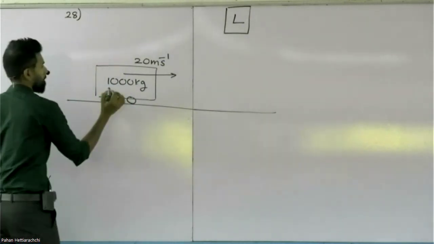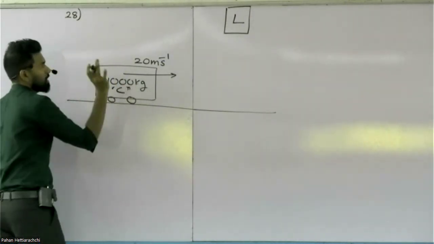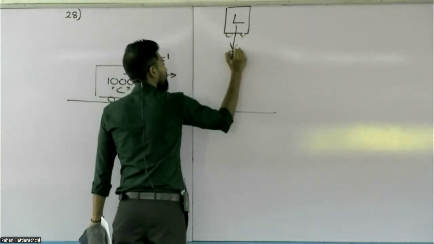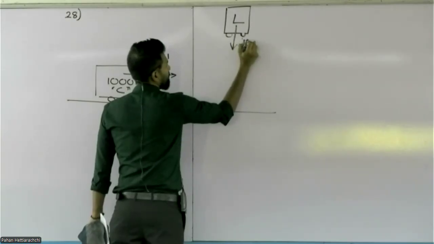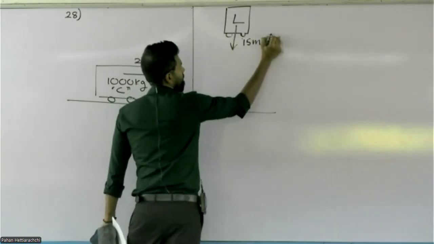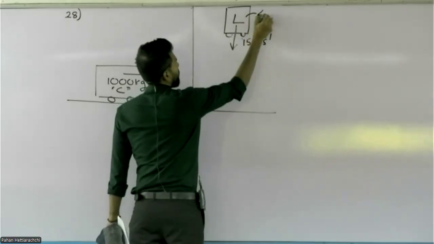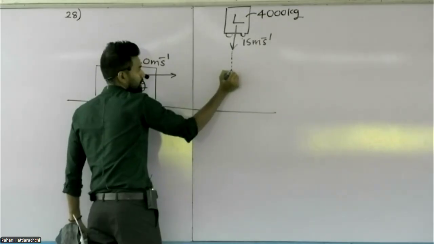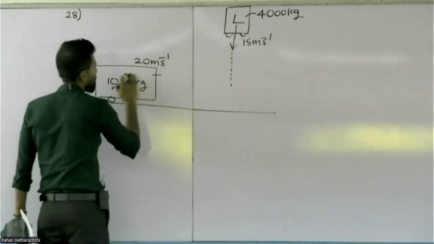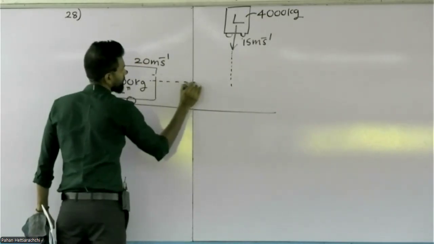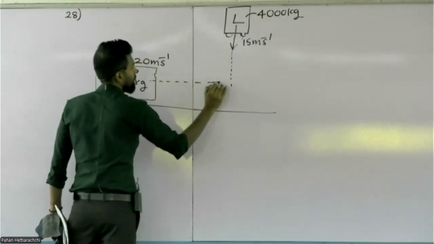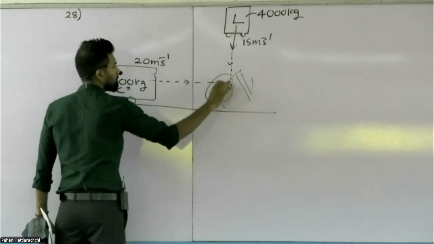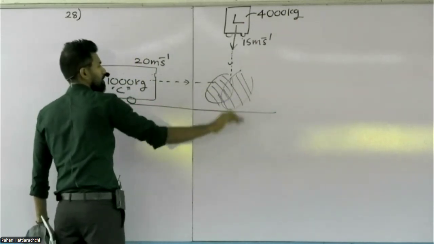This is the car. This is the lorry. It comes with the velocity of 15 meters per second and it's having a mass of 4000 kg. Now the lorry comes in this direction and the car is coming in this direction. At a junction, they collide with each other.